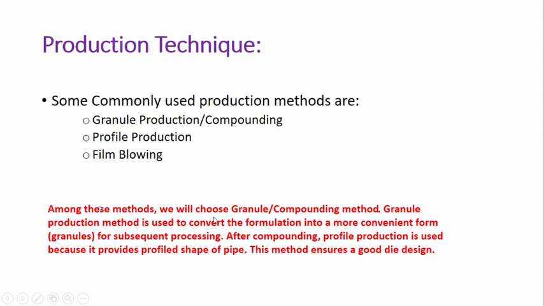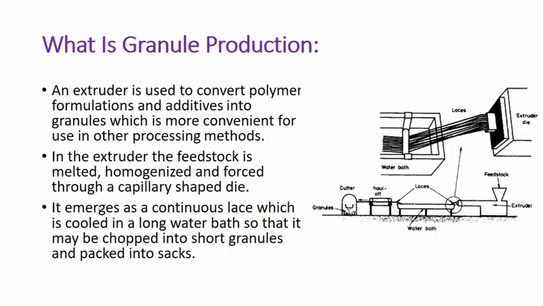These methods ensure a good die design. The reason for choosing granule production is that it is more convenient to convert the formulation into a more convenient form, granules, for subsequent processing. So what is granule production? In this method, an extruder is used to convert polymer formulations and additives into granules, which is more convenient for use in other processing methods.